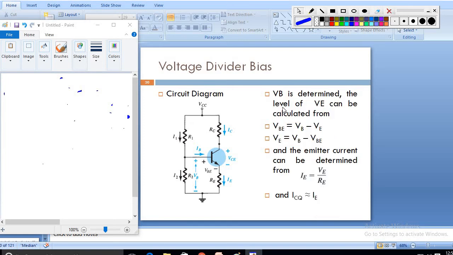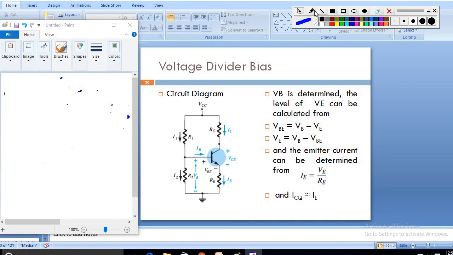Again, next, VB is determined, and the level of VE can be calculated from VB. We already know that VBE is equal to VB minus VE, and I need to get VE. For that reason, from this equation I need to get VE as VB minus VBE, and the emitter current can be determined by what exactly?